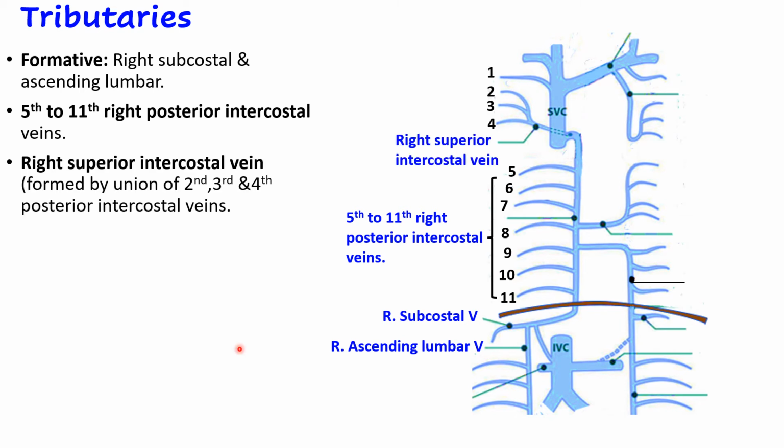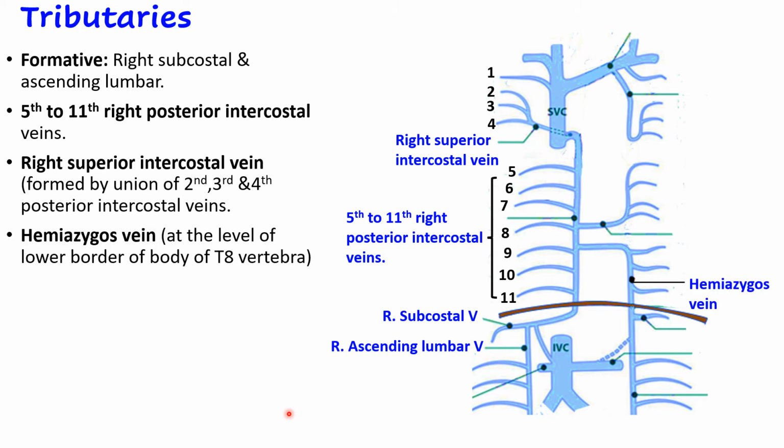After that, it will also receive another vein known as the right superior intercostal vein, which is formed by the joining of the 2nd, 3rd and 4th posterior intercostal veins. On that side, except for the first posterior intercostal vein, which directly opens into the right brachiocephalic vein. So from the 2nd onward, all posterior intercostal veins on the right side drain into the azygos vein.